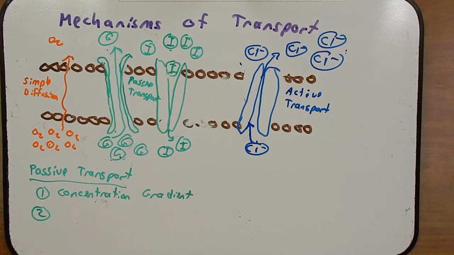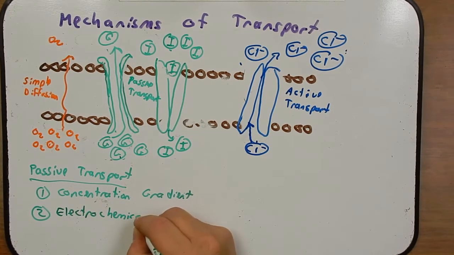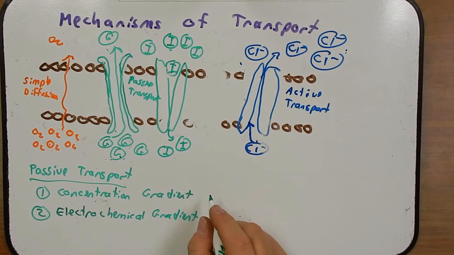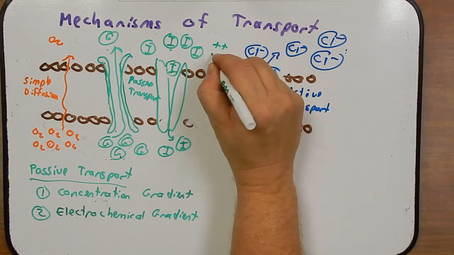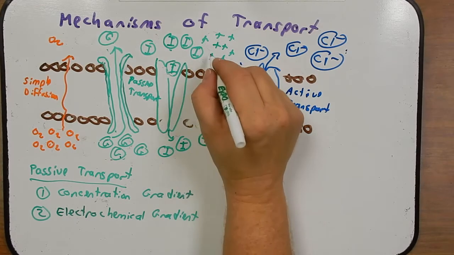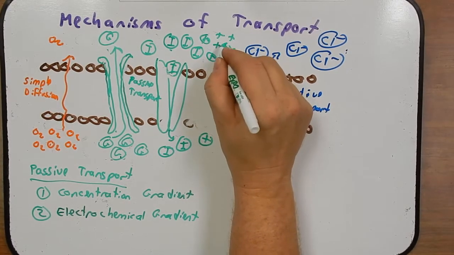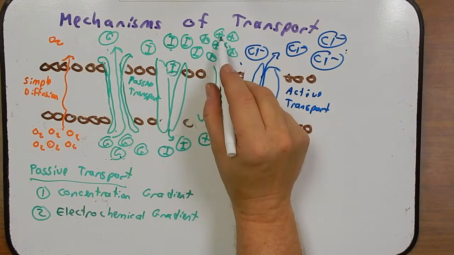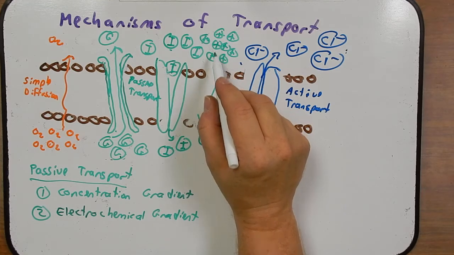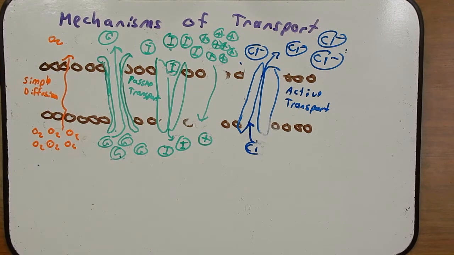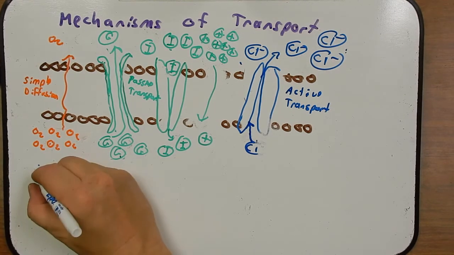The other factor that drives passive transport is the electrochemical gradient. So what I'm saying with the electrochemical gradient is the amount of charged particles on one side of the gradient compared with the amount of charged molecules or charged solutes on the other side of the gradient. So we would expect them to move from a large number of positive charged solutes to a smaller number of positive charged solutes. Now I want to talk a little bit more about active transport.